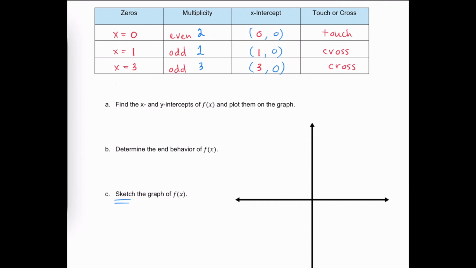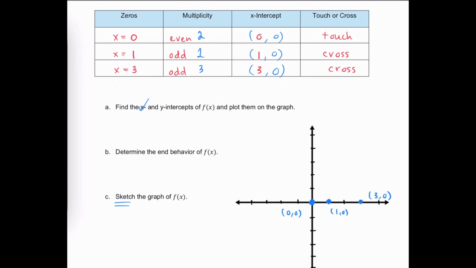Now, ultimately, we're going to be sketching a graph of this function, and our sketch is going to be quite basic. We're focusing our attention on x-intercepts, y-intercepts, and whether the graph touches or crosses at the x-intercept. So let's start by plotting the x-intercepts. So we have (0, 0), (1, 0), and (3, 0). So we've found and plotted the x-intercepts.